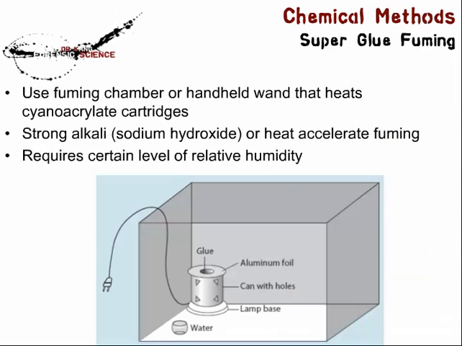Superglue fuming can be accomplished in a closed cabinet or chamber or through the use of a small handheld wand that heats a small cartridge containing cyanoacrylate. Though superglue fuming can be accomplished without any acceleration, it is very slow. Therefore, a strong alkali or heat is used to accelerate fuming. The process also requires a certain level of relative humidity, and a moisture source is always placed in fuming chambers.